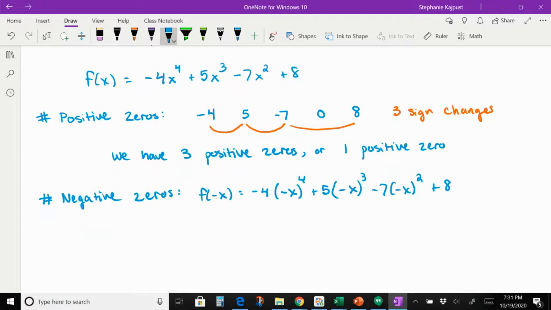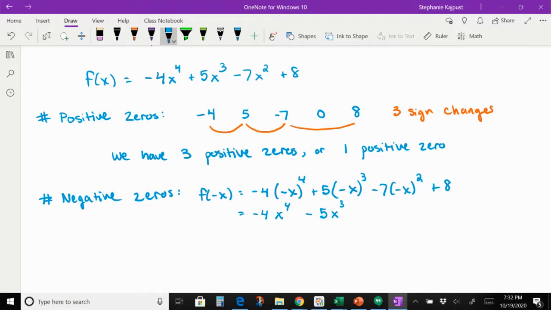And then you're simplifying. So negative x is the same thing as negative 1 times x. And negative 1 to the 4th power, to an even power, is equal to 1. So that means negative x to an even power is the same thing as x, so this just gives us x squared back out. But negative 1 to an odd power gives you a negative answer, because negative times a negative times a negative is negative at the end. So any negative x to an odd power is going to give you a negative answer, and so that flips the sign. So instead of a plus 5x cubed, it's going to be a negative 5x cubed.